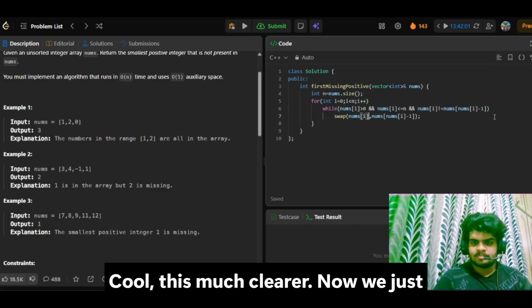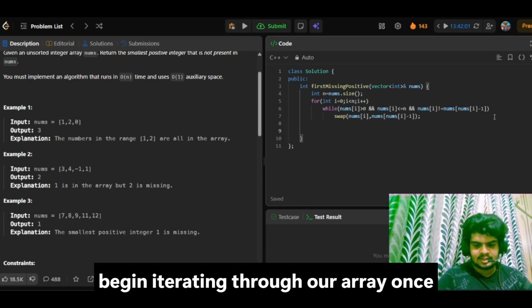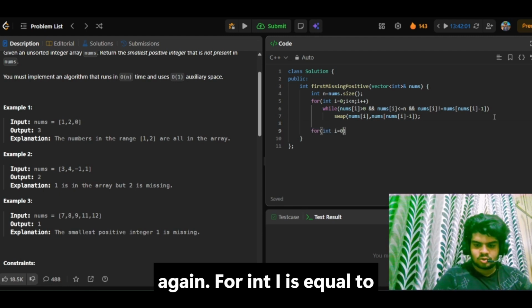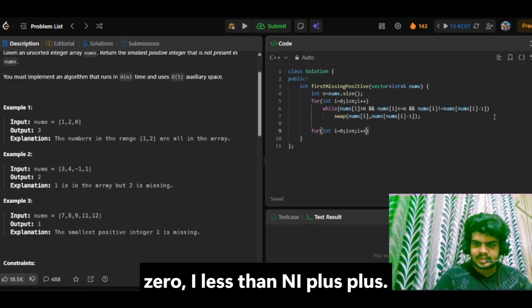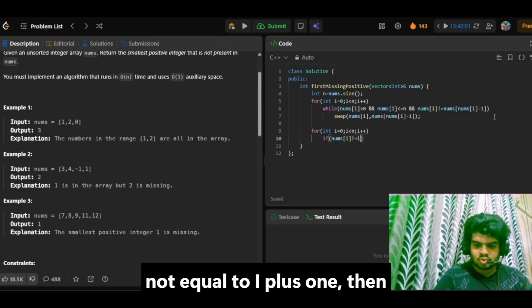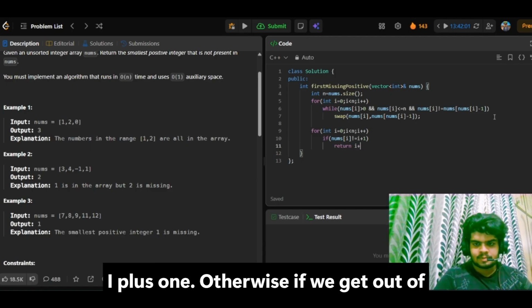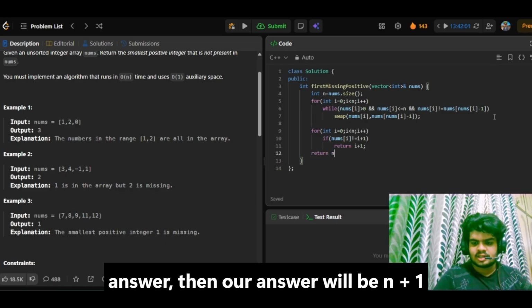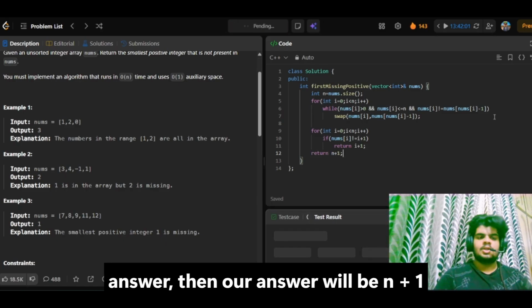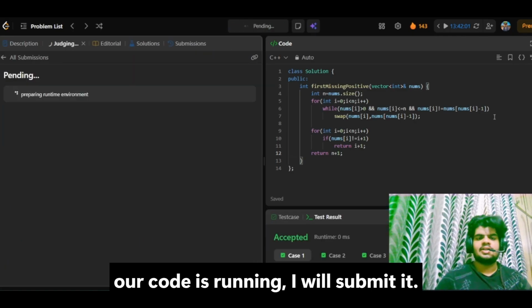Cool, this much is clear. Now we just begin iterating through our array once again. For int i equal to 0, i less than n, i plus plus, if at any place nums[i] is not equal to i plus 1, then that is our answer. Return i plus 1. Otherwise, if we get out of this loop and haven't found the answer, then our answer will be n plus 1. Then I run it. Our code is running, I will submit it.